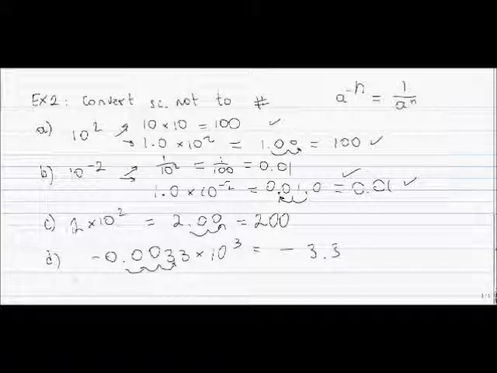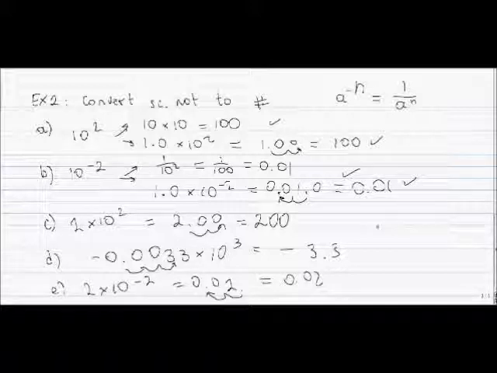E is going to be 2 times 10 to the negative 2. So in this case, we are getting 2 with a dot. Negative 2 means we move this decimal place twice to the left, 1 and 2, and that's where we stop. So it's 0.02.